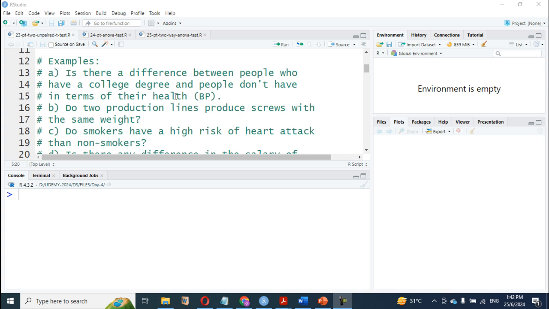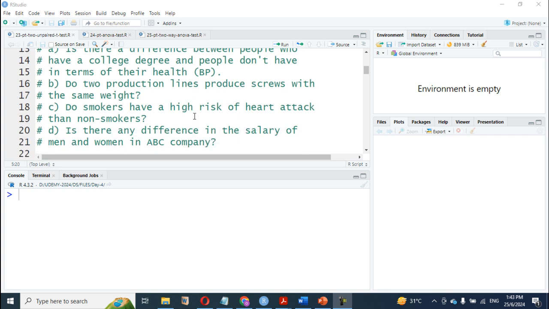Then maybe you want to say, do smokers have a higher risk of heart attack than non-smokers? So we already have a continuous variable there, the risk of heart attack, and we also have a categorical variable. We have two groups: smokers and non-smokers. You see that? So the risk of heart attack is our continuous variable, and we want to compare that with our other variable, which is smoker, non-smoker.